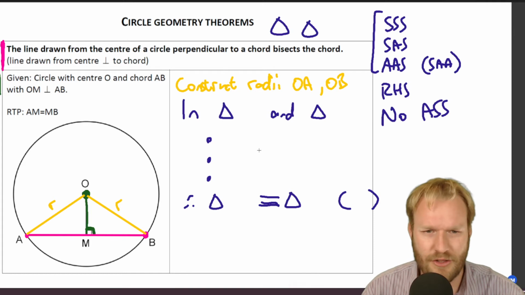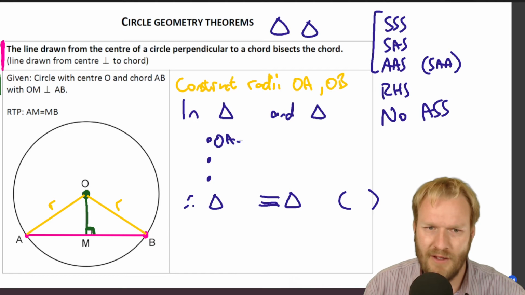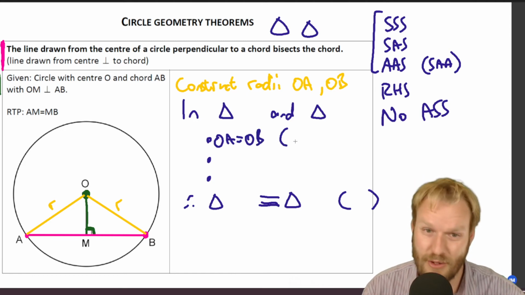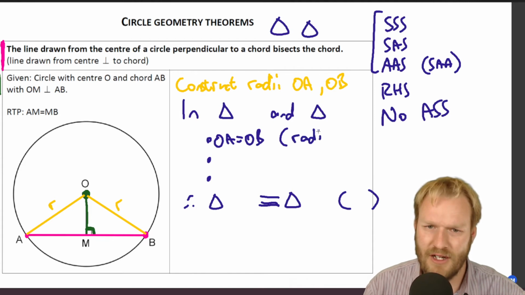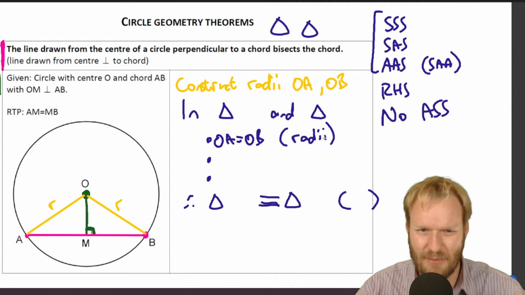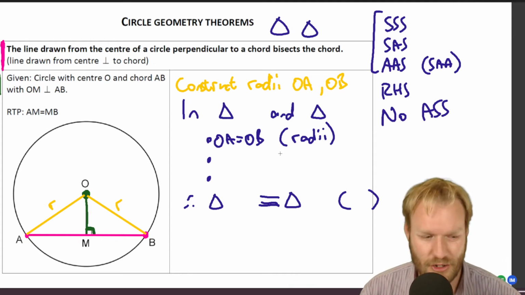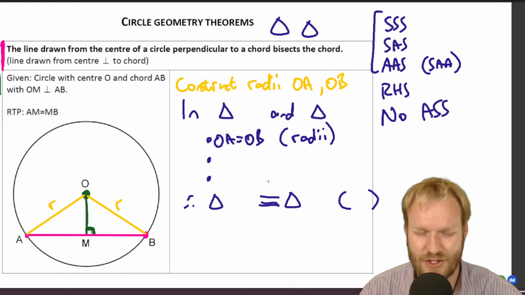So let's show our three things. The order doesn't matter. I think maybe we've got OA equals OB. We've made a statement. In geometry, we need to write a reason. And our reason is that they are radii. Remember, statement, reason. Hopefully you were doing that when you're revising and getting back into this section.